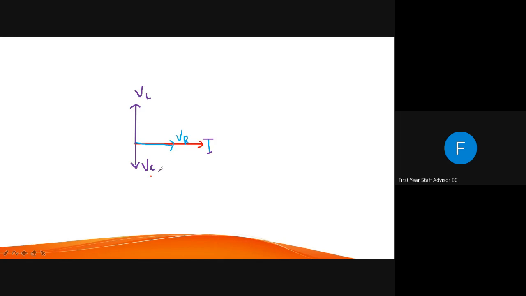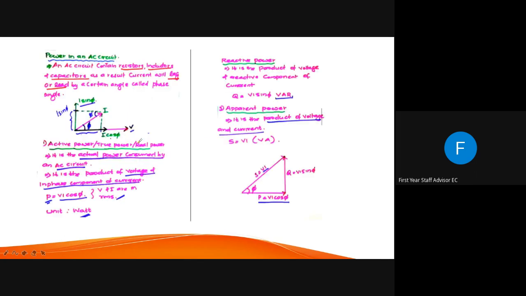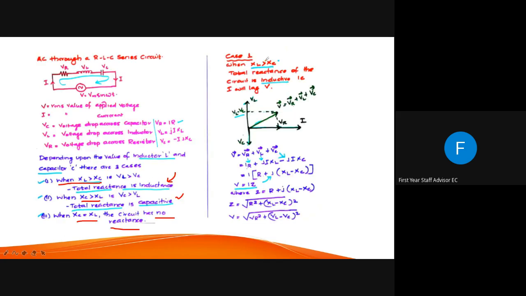We have current, we have the voltage phasor of resistor, voltage phasor of capacitor, voltage phasor of inductor. So as I said earlier, the inductive reactance and capacitive reactance will cancel each other. So this was our first condition. Once again, I will explain to you that the first condition was XL greater than XC, that is, the circuit is of inductive reactance.